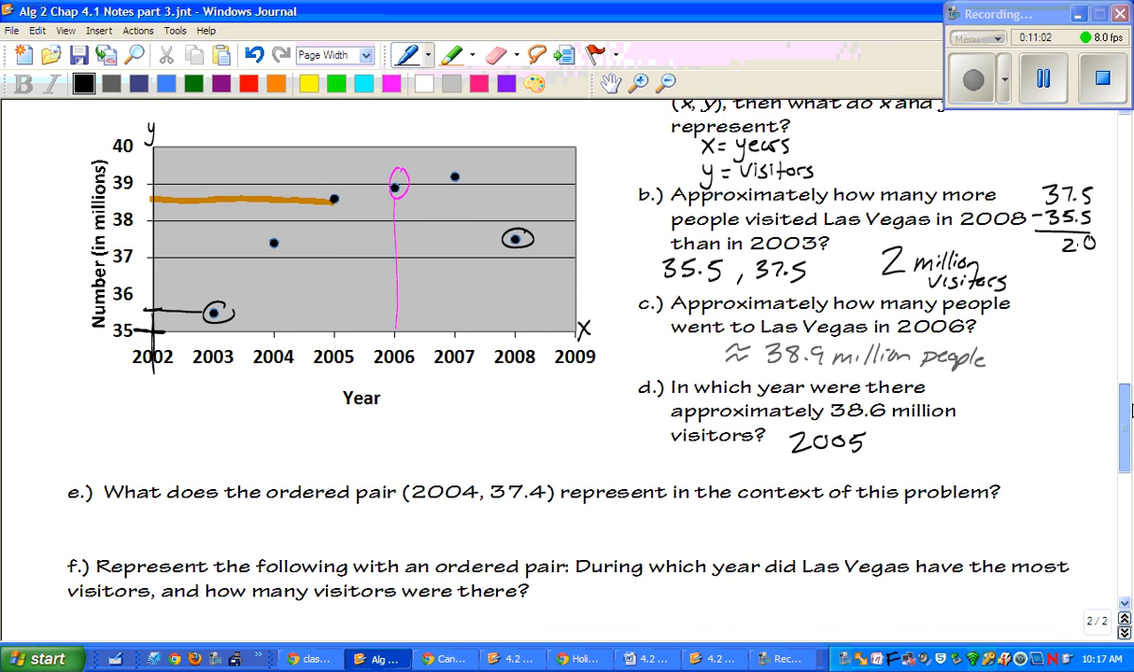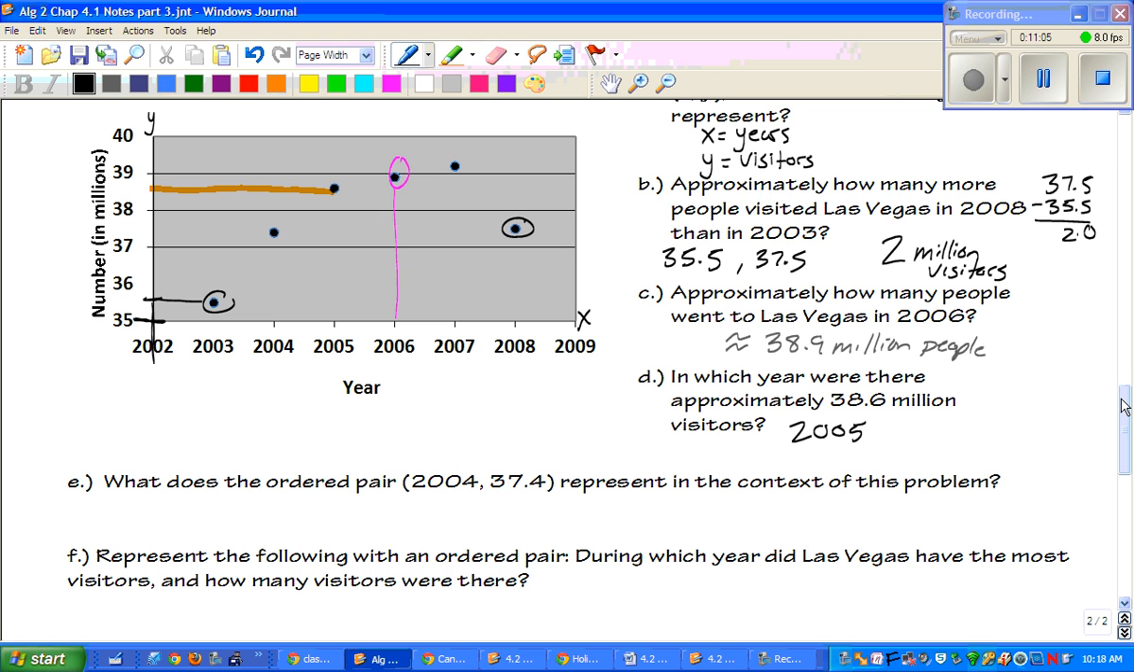All right, a couple more. What does the ordered pair 2004, 37.4 represent in the context of this problem? What do you guys think? Well, in 2004, we're talking about the year 2004, there were 37.4 million people who visited Las Vegas. Okay?